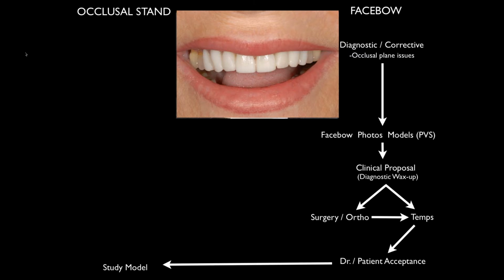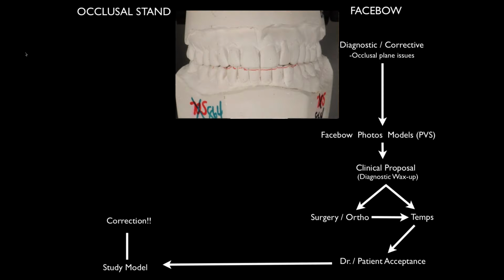We get a study model. Occasionally, and I hate this, the doc will say, hey, I need you to lengthen this tooth, that tooth, the temps weren't right, he put them in a little bit crooked. That's a little bit of a problem when this happens. I really don't like this. If I see a situation like this, I kind of prefer to go back up to the face bow and start over, but we don't always have that convenience.